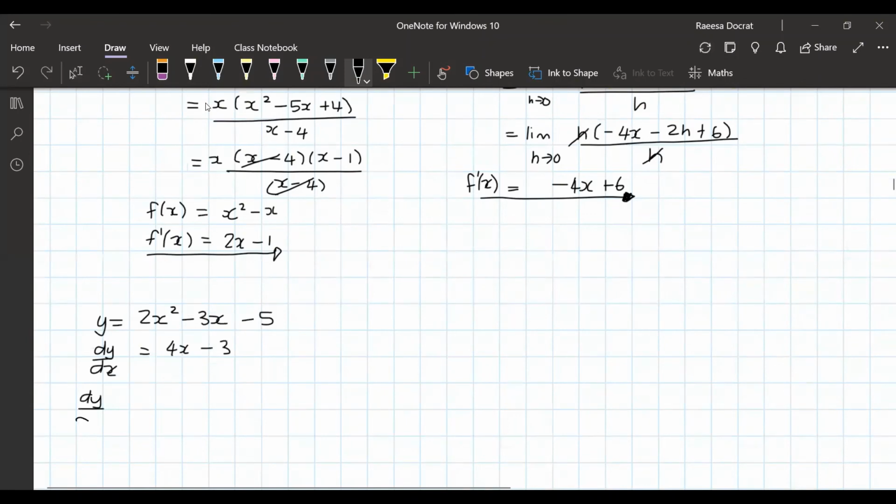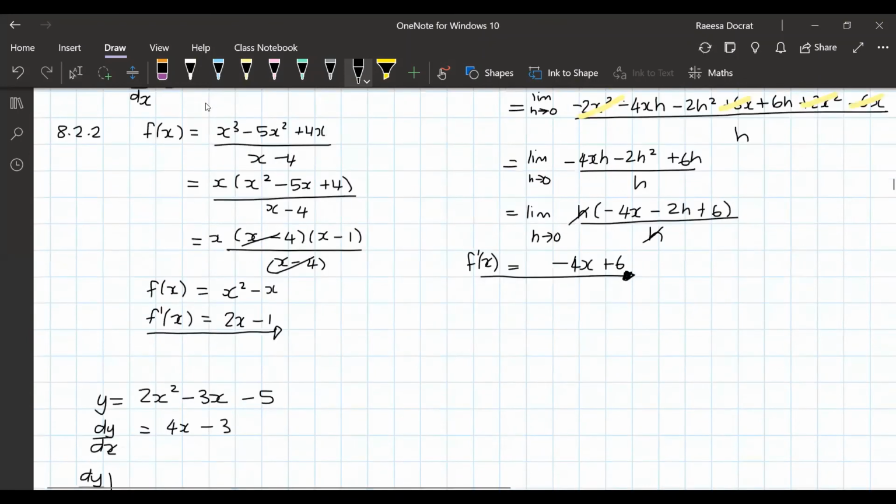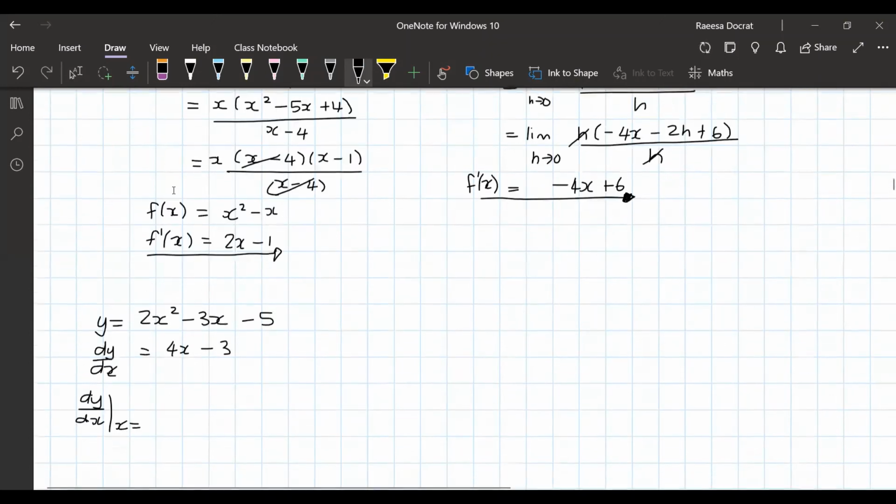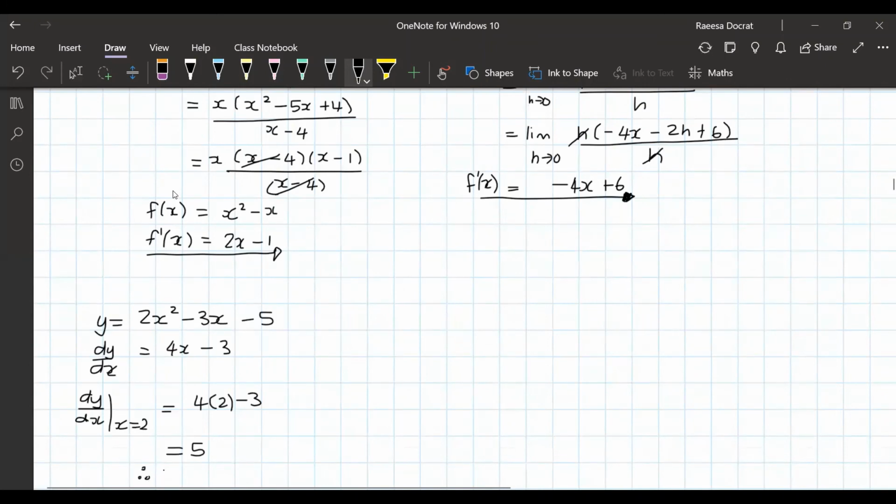So we want dy by dx when x is equal to, what was it equal to? 2. So the x coordinate of the point of the tangent is 2. So this here is 4 times 2 minus 3, which is 8 minus 3, so it's 5. Therefore, the gradient of the tangent and the line parallel to it is 5, because the line parallel to it has the same gradient.